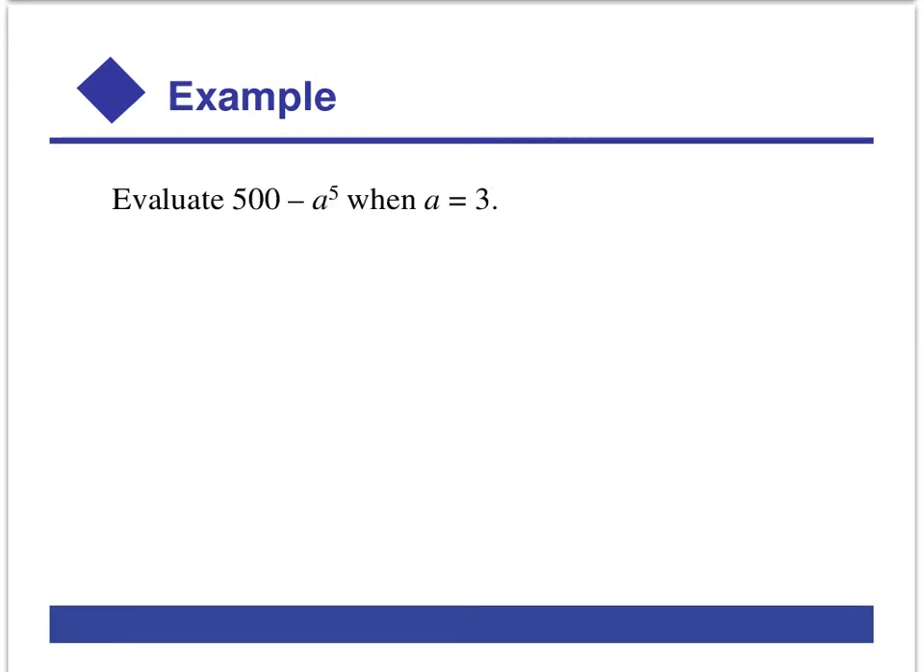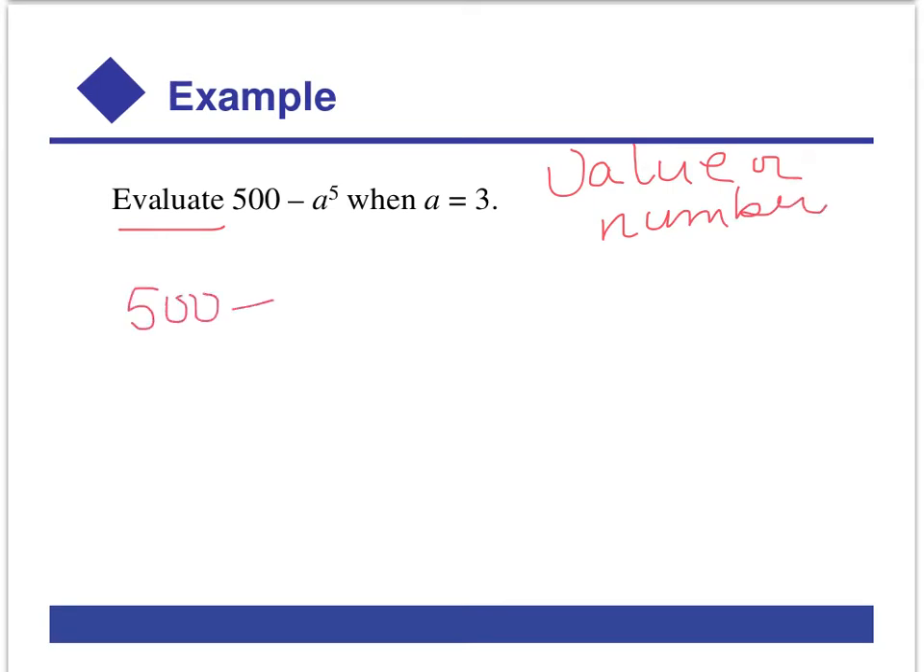We're going to evaluate, and again, the word evaluate means to find a value or a number. So we're going to plug in. So 500 minus 3 raised to the 5th power equals 500 minus 3 raised to the 5th power, which is 243, which simply equals 257.